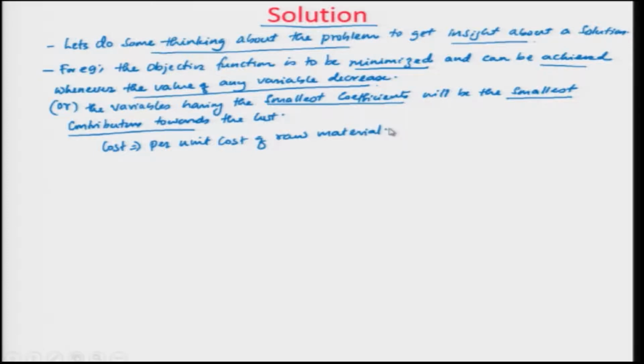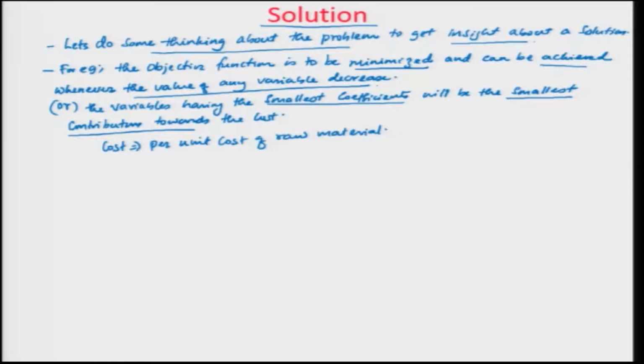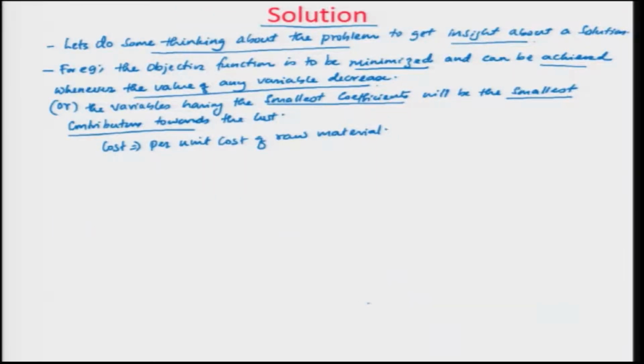If you look into the function, you can see that whichever variable has the lowest coefficient will be the lowest contributor. So for the objective function, if we write it down, we can see that this is the lowest coefficient. That means any value of x3 you put in will result in the lowest contribution towards the cost, right.